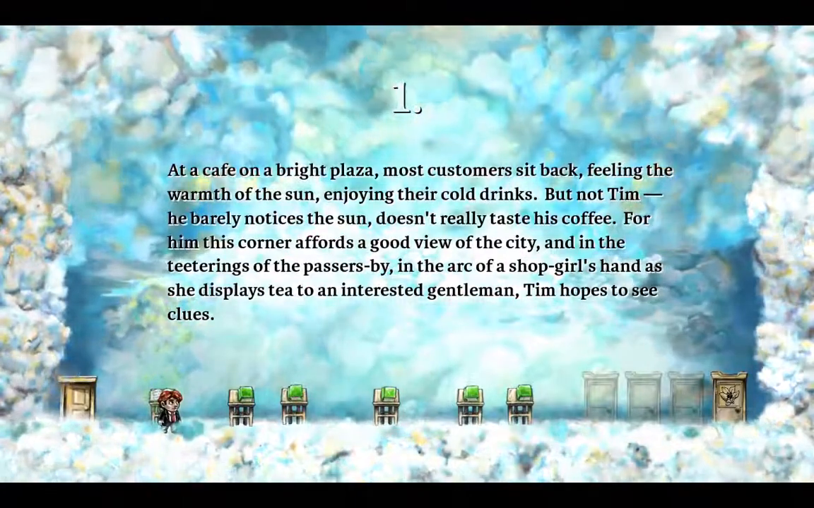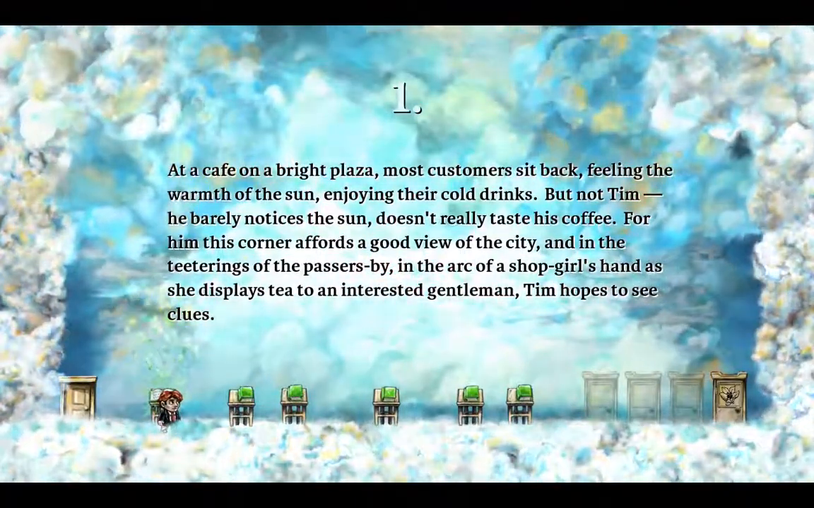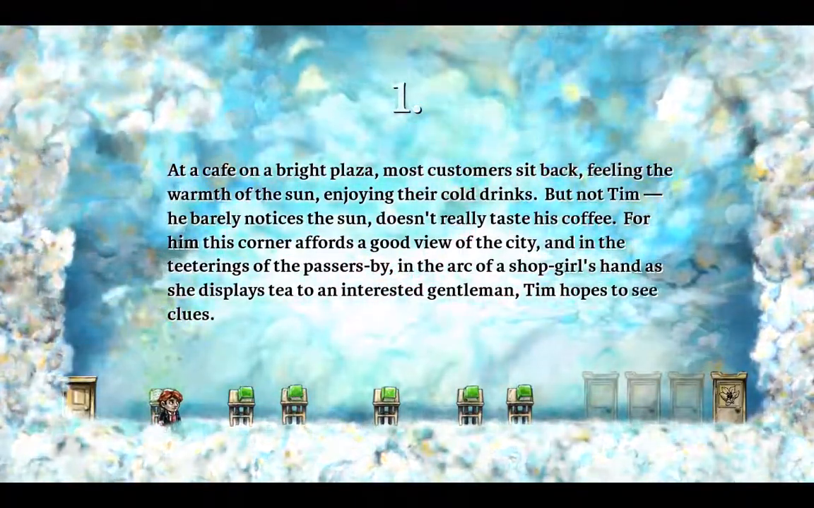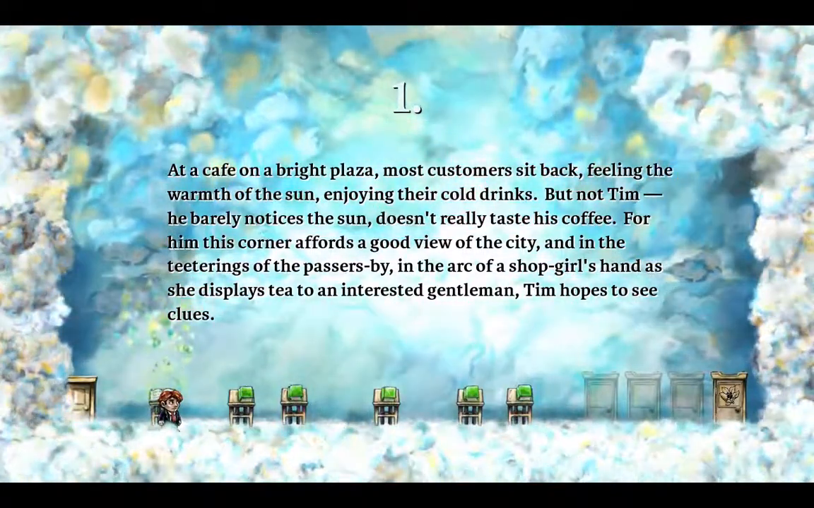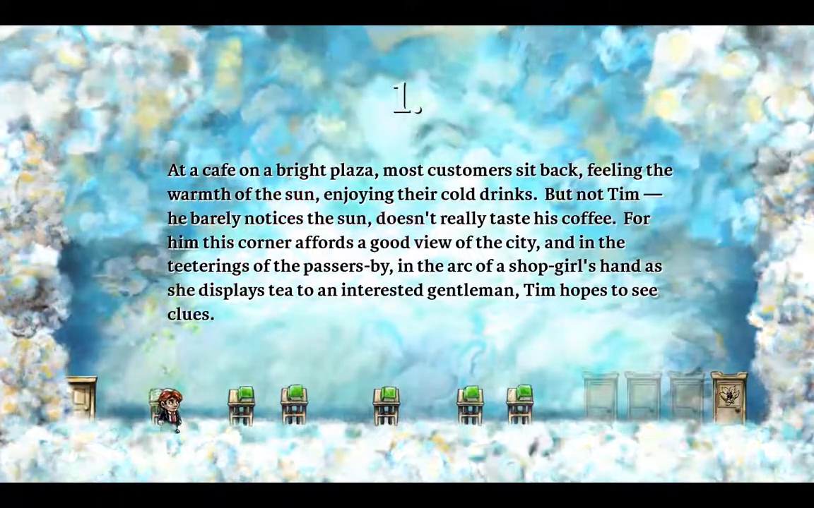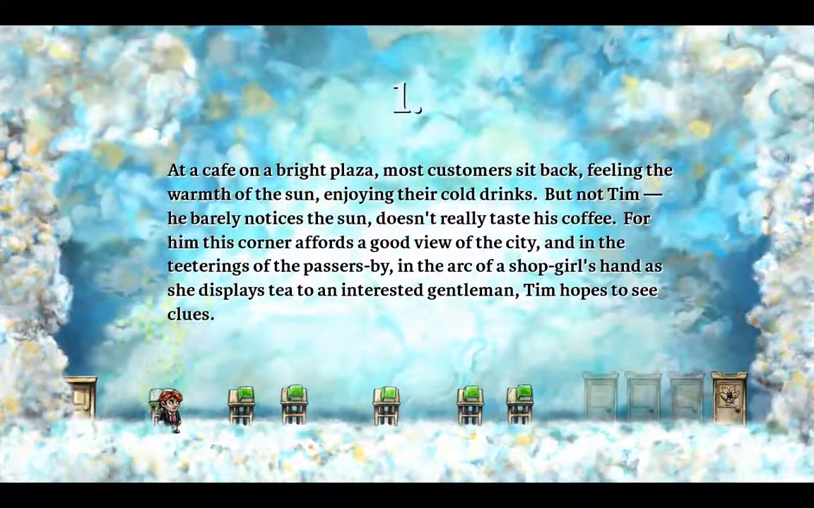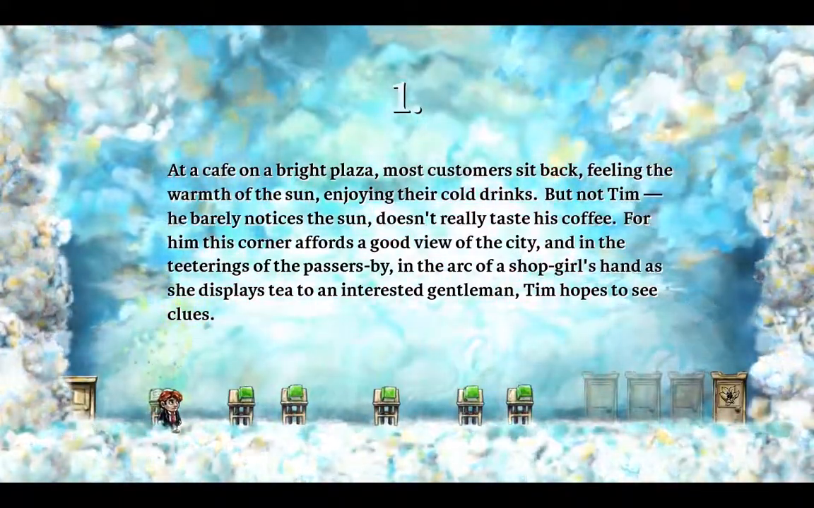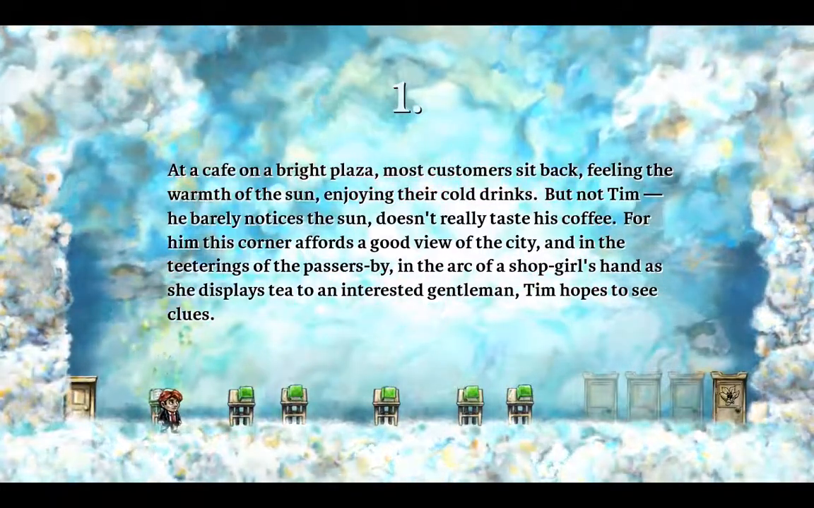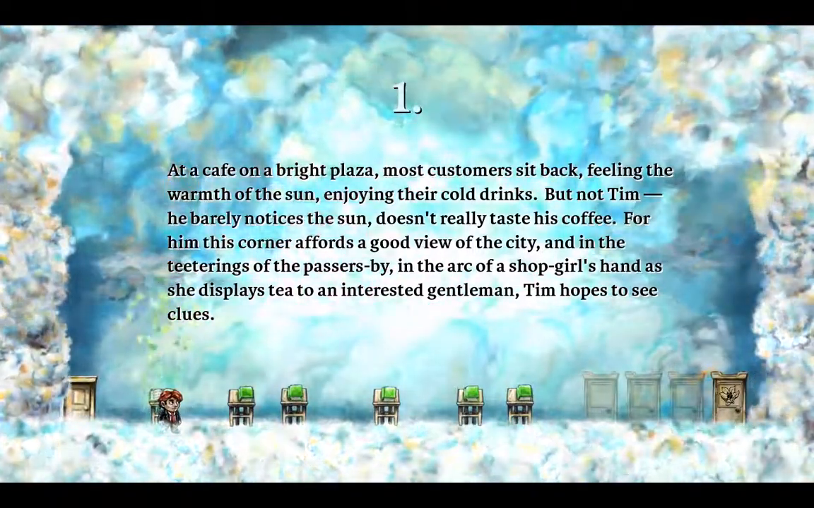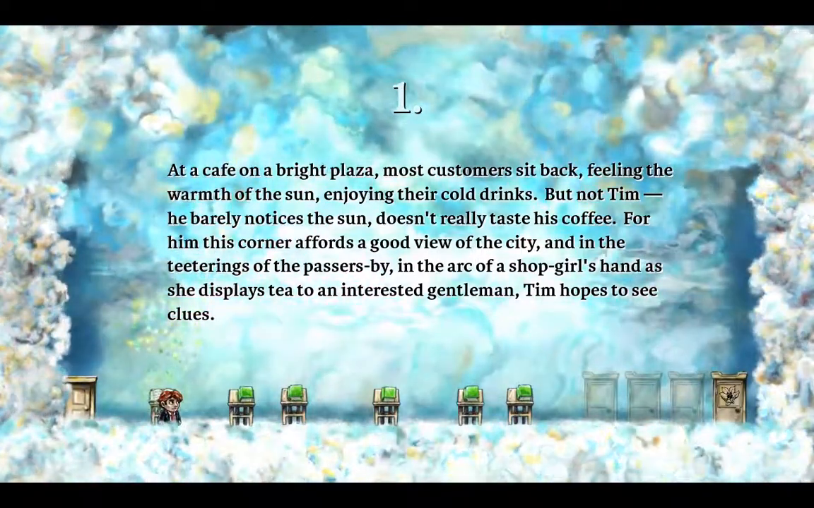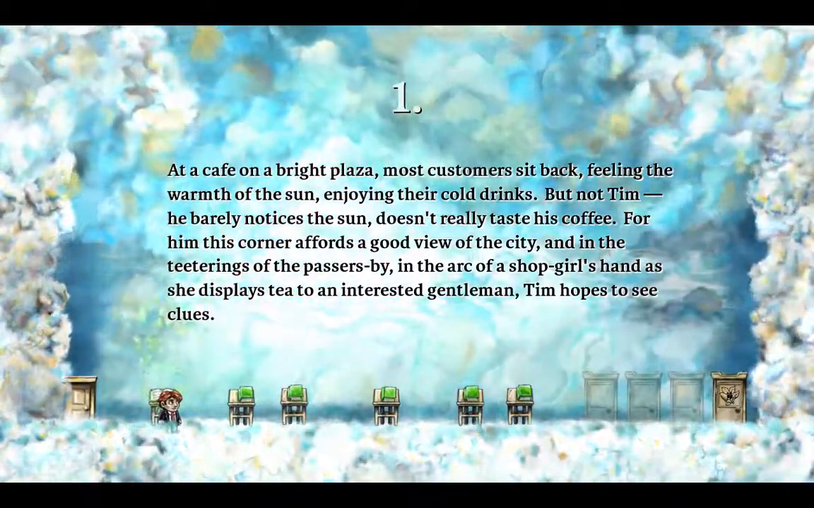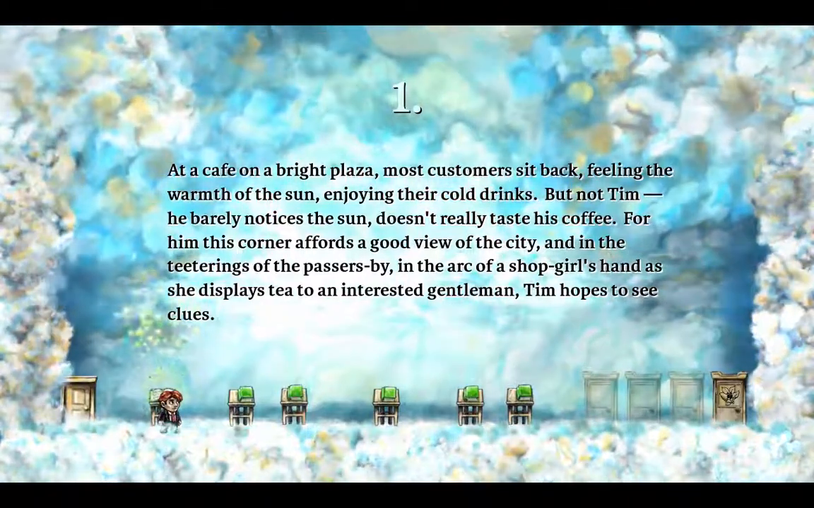At a cafe on a bright plaza, most customers sit back, feeling the warmth of the sun, enjoying their cold drinks. But not Tim. He barely notices the sun, doesn't really taste his coffee. For him, this corner affords a good view of the city, and in the teeterings of the passers-by, in the arc of a shopgirl's hand, as she displays tea to an interested gentleman, Tim hopes to see clues.